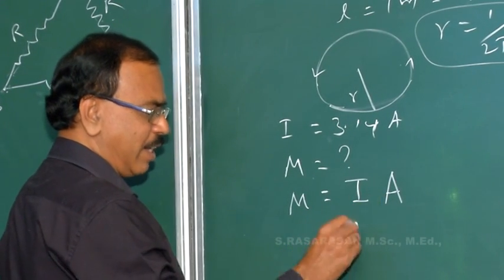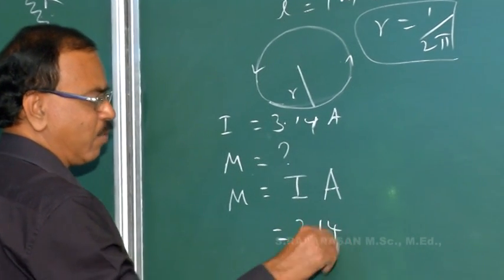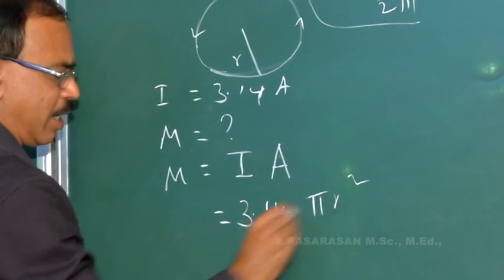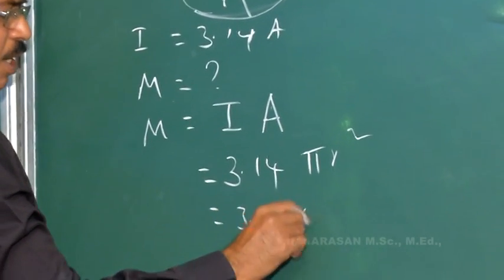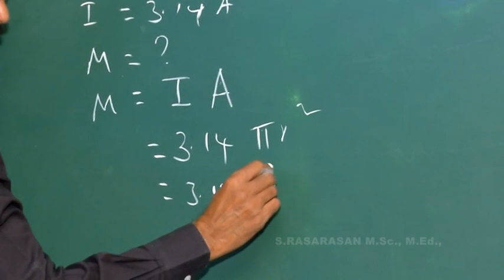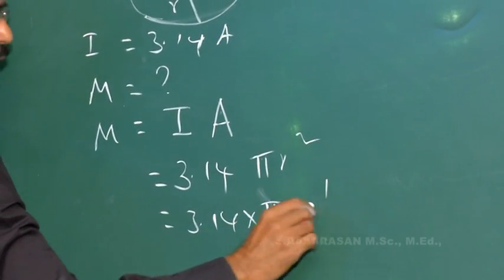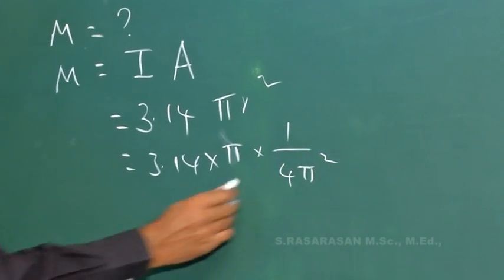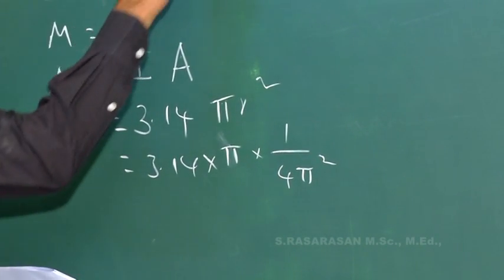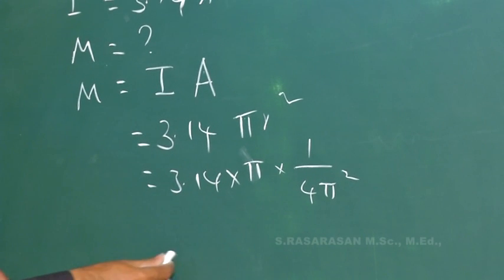This is I into A. What is I? How much is I? 3.14. A means pi r square. So it is 3.14 into pi r square, or let it be pi. R is 1 by 2 pi, so r square is 1 by 4 pi square.